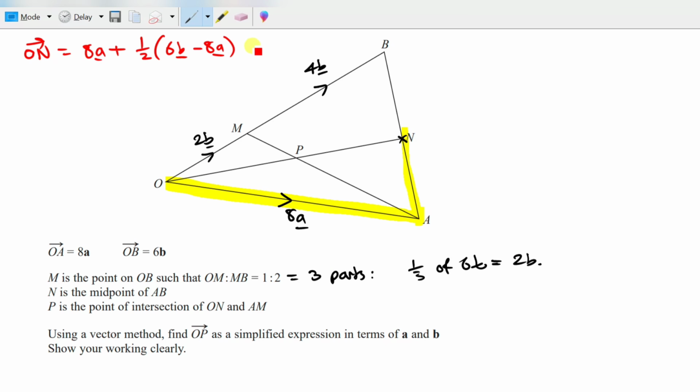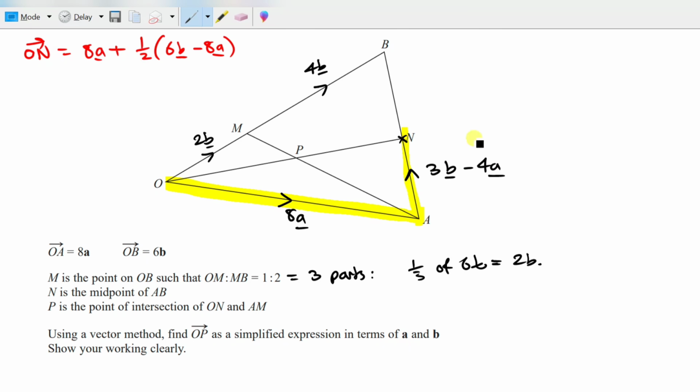Now we just tidy this up. It's always good to write this here as well. So we went from here. So half of 6B minus half times everything inside the bracket should give us 3B minus 4A. So that's basically what we traveled.